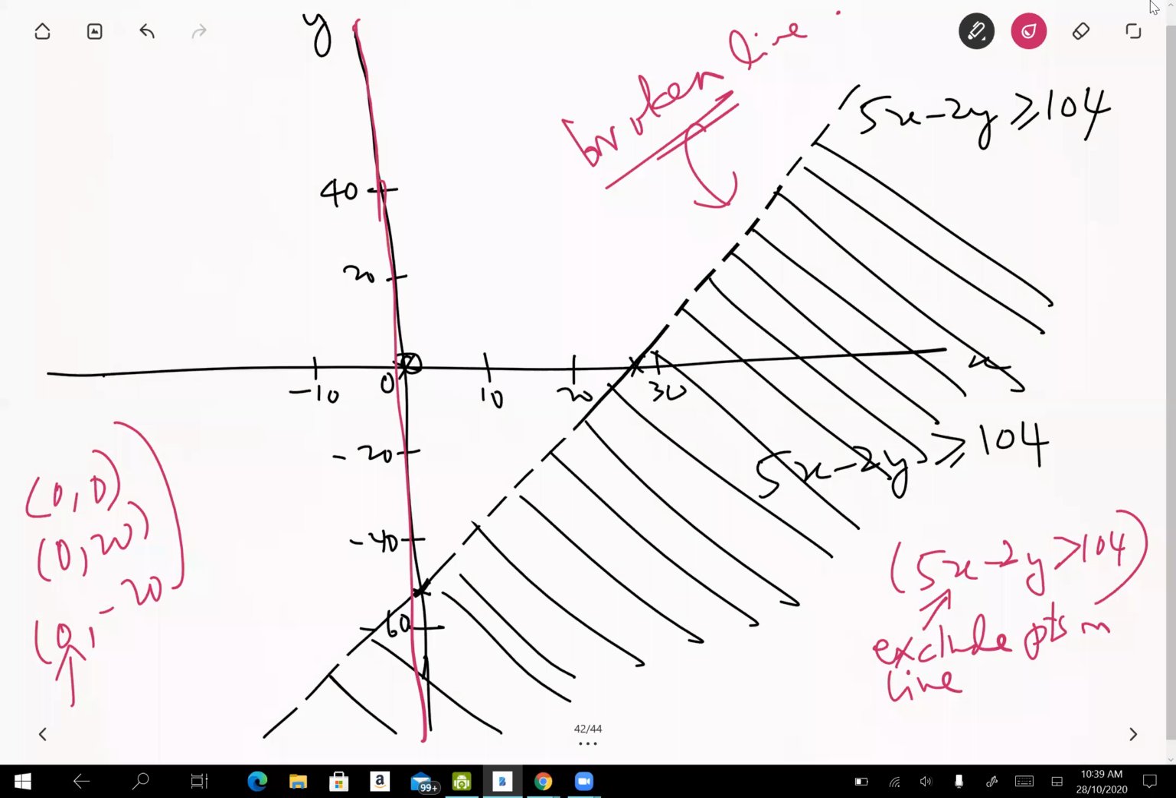Correct? So that is x equal to 0. So when x is bigger or equal to 0, that means it will be all the points on your right hand side. Okay, that one.